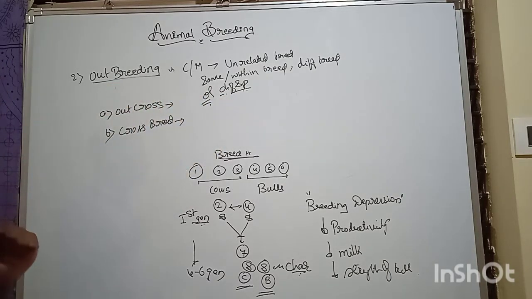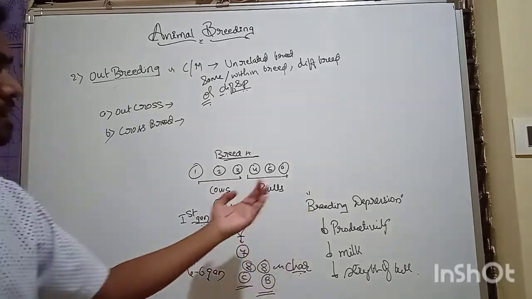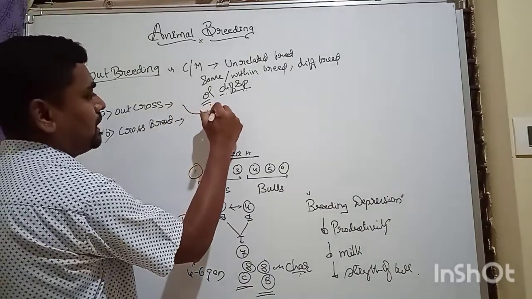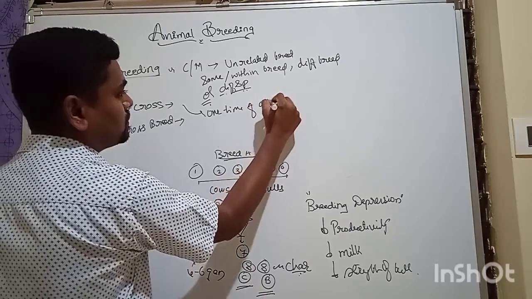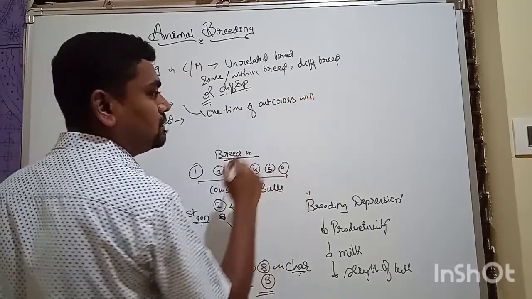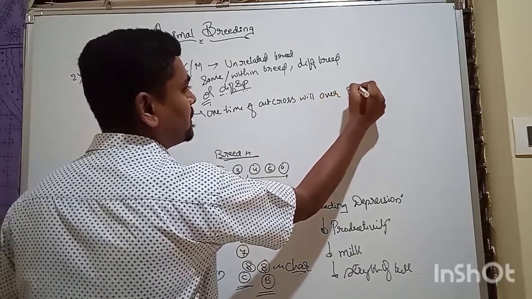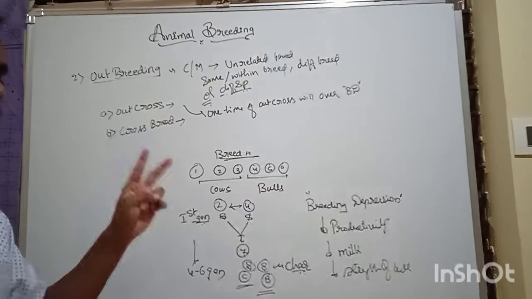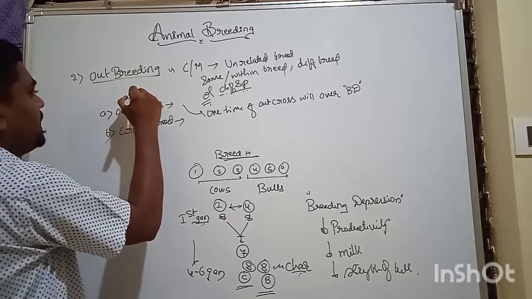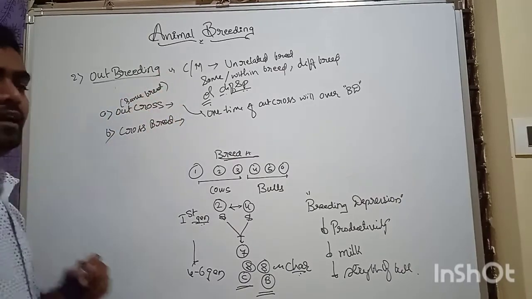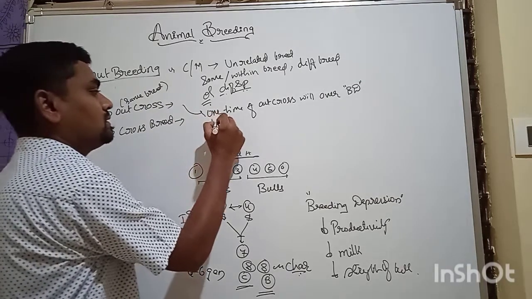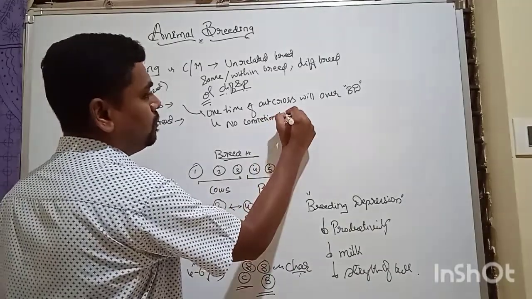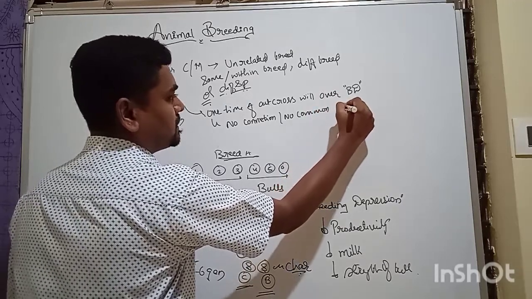Now, what is outcross? Will outcross overcome inbreeding depression? Yes, only one outcross will overcome inbreeding depression. Then what is outcross? It is crossing or mating of two individuals of the same breed. You should remember, of the same breed, with no connection of the ancestors, having no common ancestors.